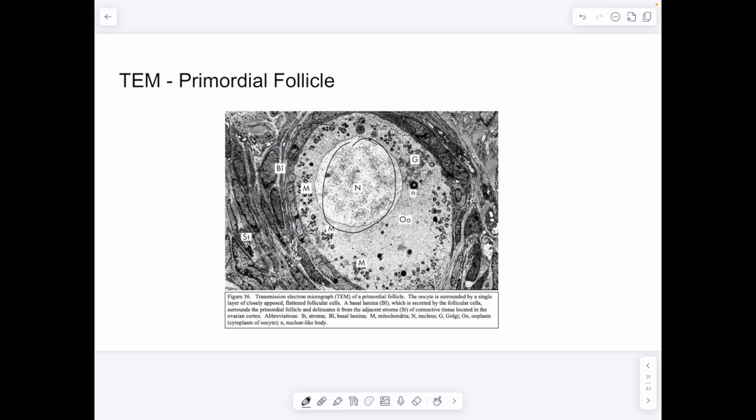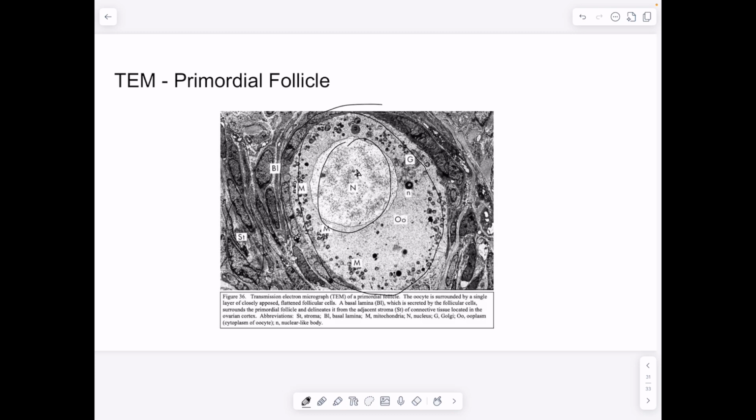And then here's an electron microscopy of a primordial follicle. We have our oocyte, and well, this whole thing's the oocyte. This appears to be the nucleus, and a basal lamina, and stroma. It's a little bit hard to tell. Single layer of flattened follicular cells. So presumably these are flattened follicular cells. Okay, because this is a primordial follicle.